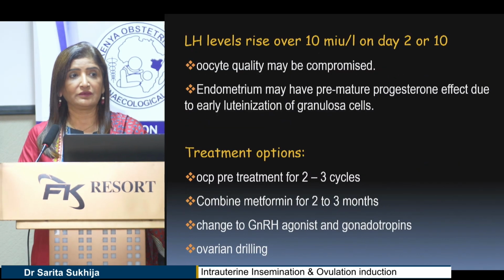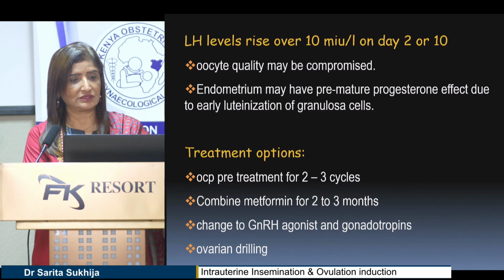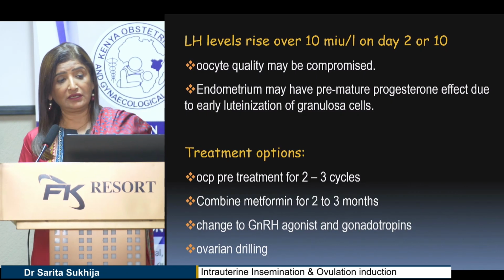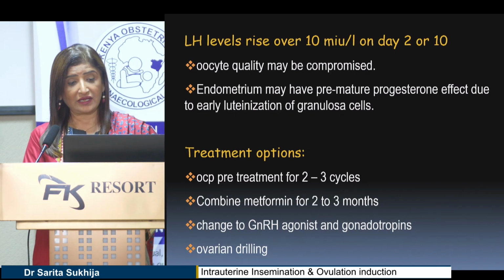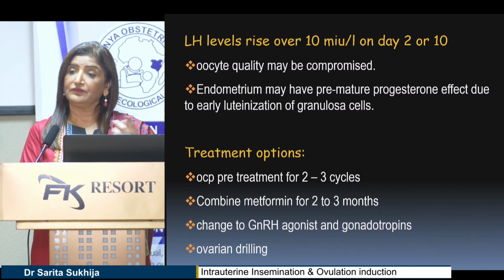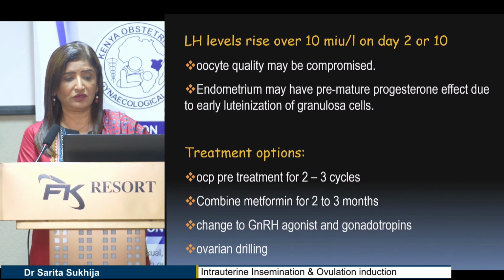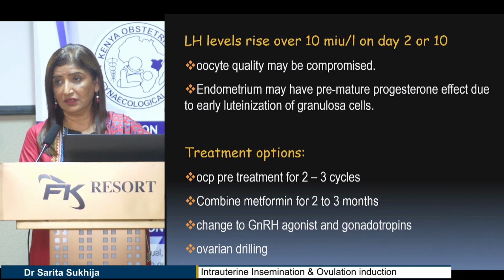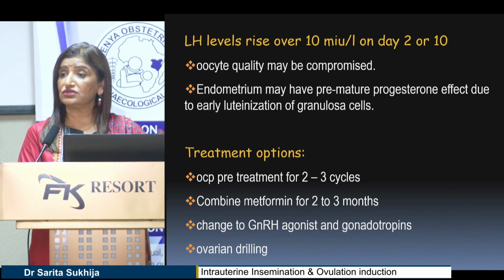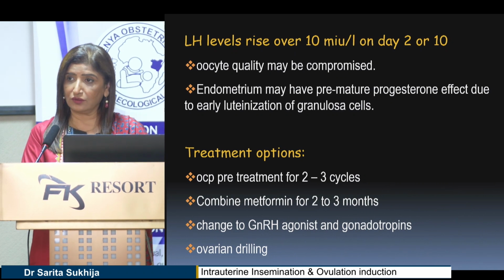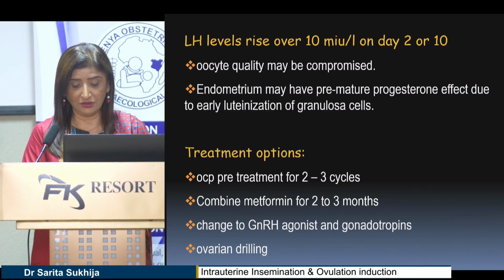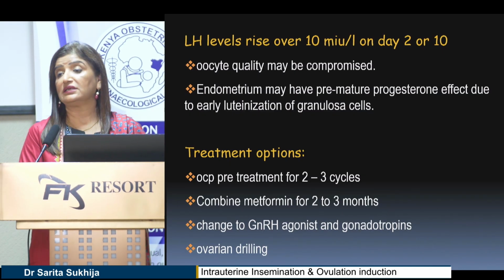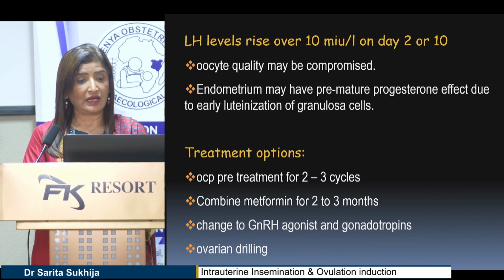So similarly, if the LH levels are higher, the oocyte quality can be compromised and the endometrium can have a premature progesterone effect. Again, you put the patient on OCP for 2-3 cycles, combine metformin, and change to a GnRH agonist to bring down the LH levels. Ovarian drilling should be the last option, which we are seeing nowadays. People are doing it a lot, but it can reduce the antral follicles.